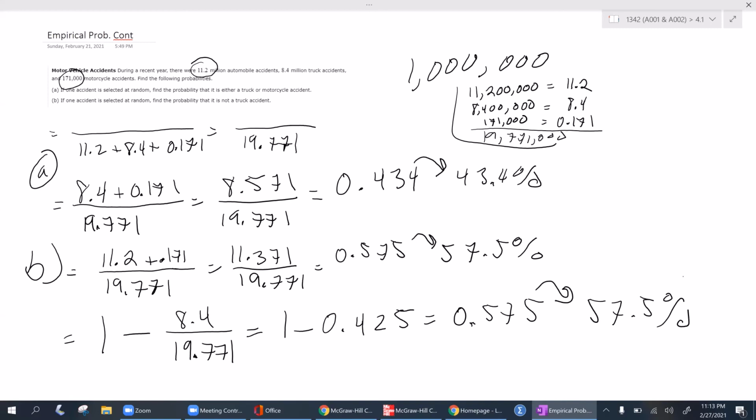So let's get used to learning how to solve this both ways, because as we continue with these sections, it's going to be very helpful to do the 1 minus option.